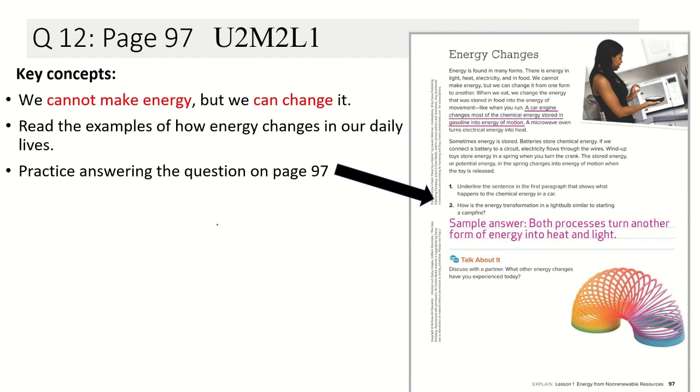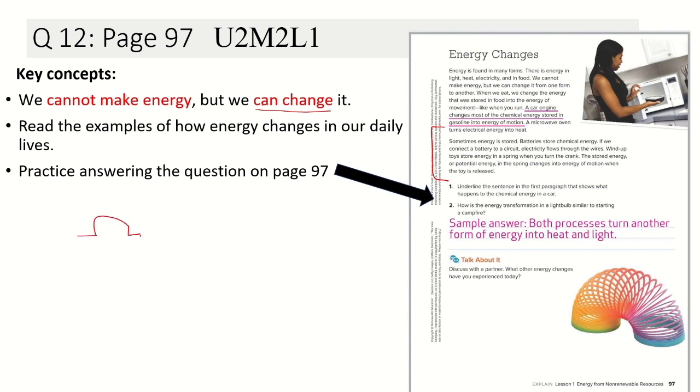On page 97 of our book, we have a multiple choice question that will come. The key concept on this page is that they mention the law of conservation of energy, which we learned about in term one. We cannot make energy, we cannot destroy energy, but we can change it. So you need to read through this section and see all the different ways we can change energy in our daily lives. So let's think about one example of the car.